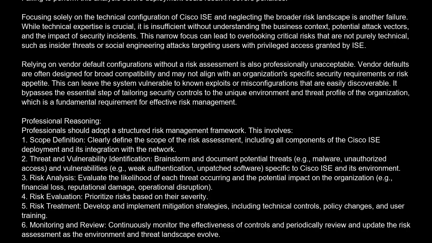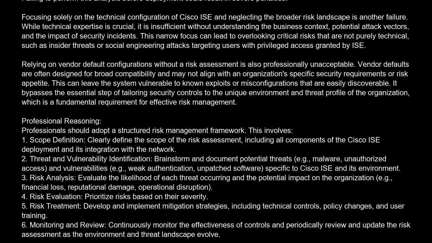Professional reasoning. Professionals should adopt a structured risk management framework. This involves: 1. Scope definition. Clearly define the scope of the risk assessment, including all components of the Cisco ISE deployment and its integration with the network. 2. Threat and vulnerability identification. Brainstorm and document potential threats, e.g., malware and unauthorized access, and vulnerabilities, e.g., weak authentication and unpatched software, specific to Cisco ISE and its environment. 3. Risk analysis. Evaluate the likelihood of each threat occurring and the potential impact on the organization, e.g., financial loss, reputational damage, operational disruption.